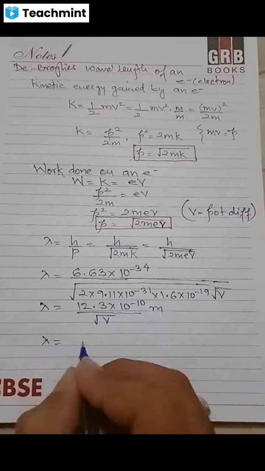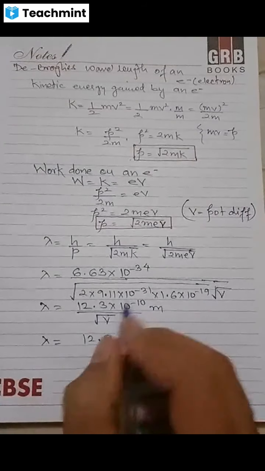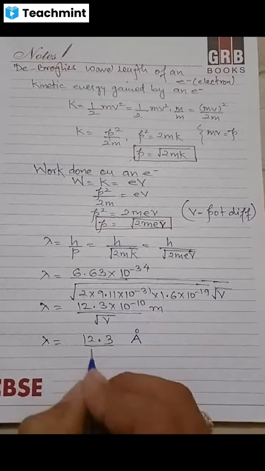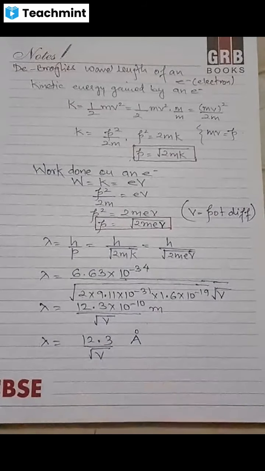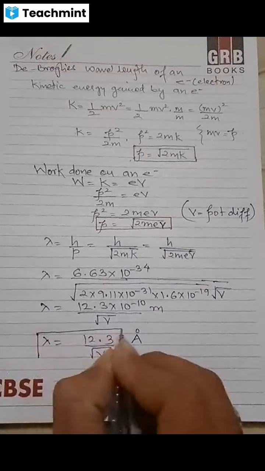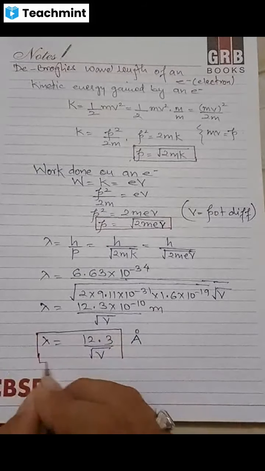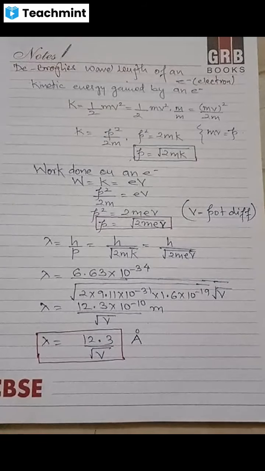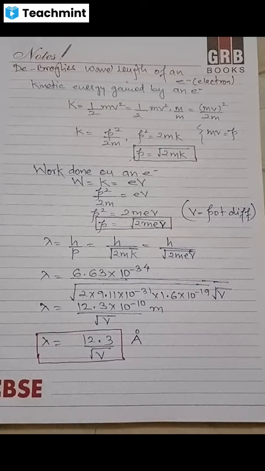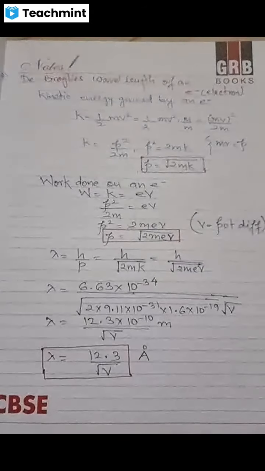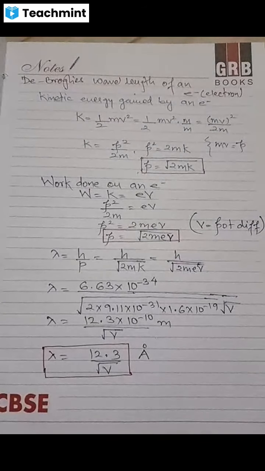Now you can also write here 12.3. Now 10 to the power -10 meter can also be written as angstrom under root V. So in most of the competitive examinations, you surely would have seen this expression very useful. तो आप अगर वेवलेंथ निकालना चाहें, क्वेश्चन में आपको पोटेंशियल डिफरेंस दिया हो, you can directly use this expression and you will be getting the desired answer. So dear students, these two are the most important topics which we will have to go through. Right?